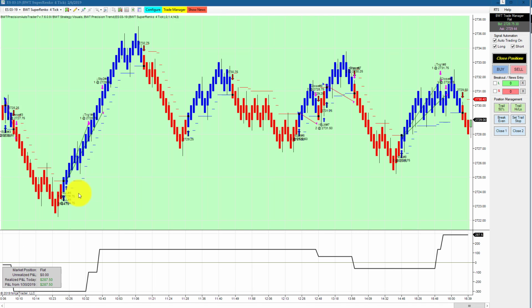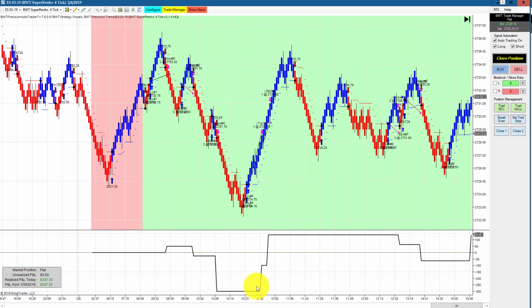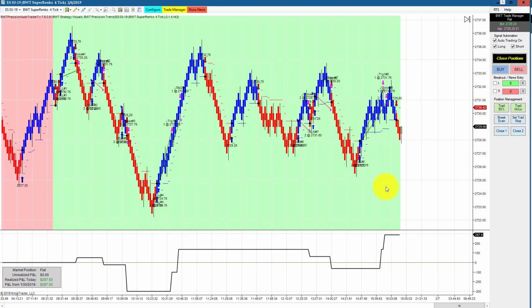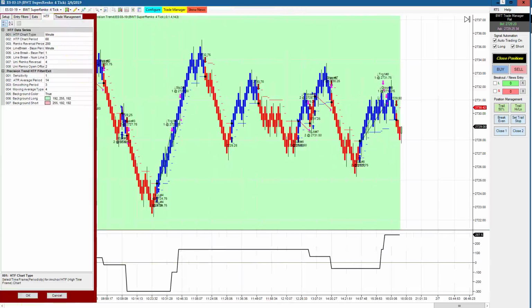Okay, this is the Super Enco 4 tick with the 60-minute higher time frame, and this had a modest gain of 287.50, and it looks like the first drawdown was just about that, about 300, but then it recovered and finished at 300. So this has been doing quite well with this 60-minute higher time frame.